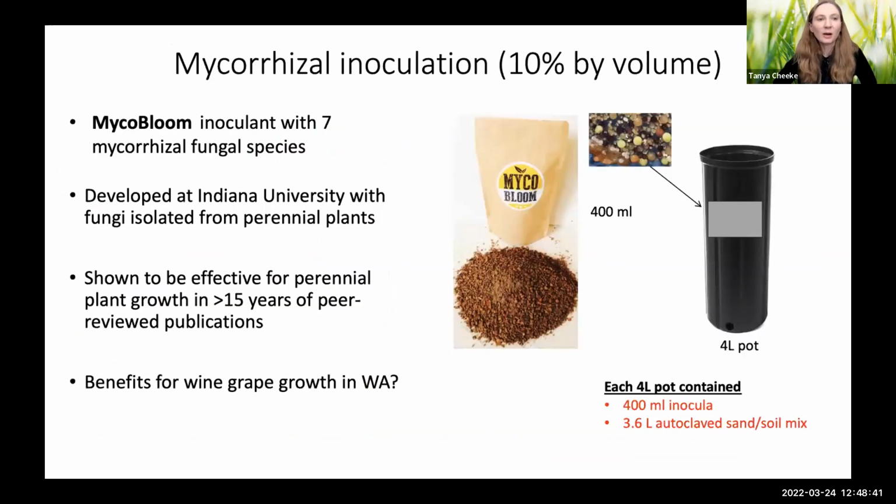To do this work, we chose to use a fungal inoculant product called MycoBloom, which has 7 different mycorrhizal fungal species. And we're using this product because I've used this one a lot in the past, and it's one of the ones I trust. I know that it tends to work to colonize the roots. It was developed at Indiana University by a group of mycorrhizal researchers, and these fungi were originally isolated from perennial plants. And they've been used in more than 15 years of peer-reviewed publications. So it's been shown to improve growth of lots of different types of perennial plants. And so I wanted to see if it could have benefits for wine grape growth in Washington.